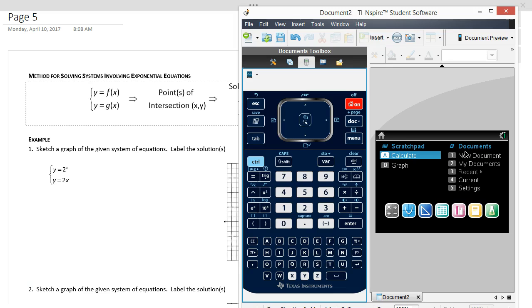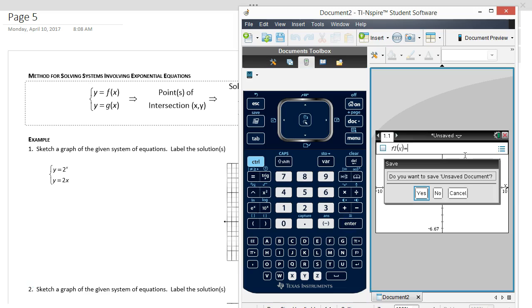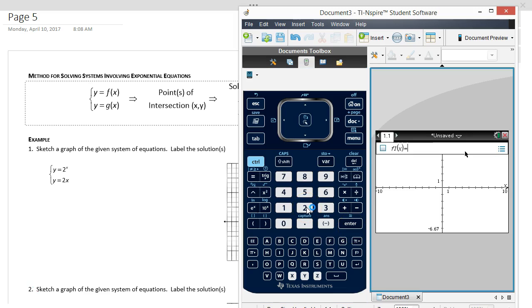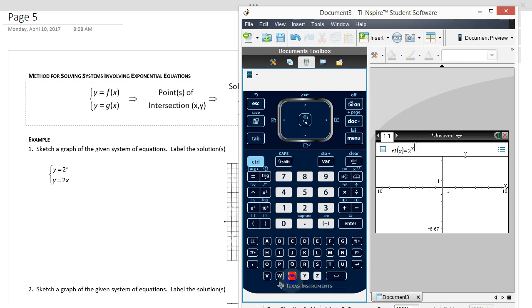So what we're going to start by doing is opening a new document. You will need a graphing calculator for this. If you have your own graphing calculator, though, that one works as well. I'm going to add a graph. Then I'm going to graph both of these equations. So I have y equals 2 to the x, so I'm going to put the exponent x, press enter, there is that lovely graph. And then I also want to graph y equals 2x, which is different than 2 to the x, so make sure you type them in differently.